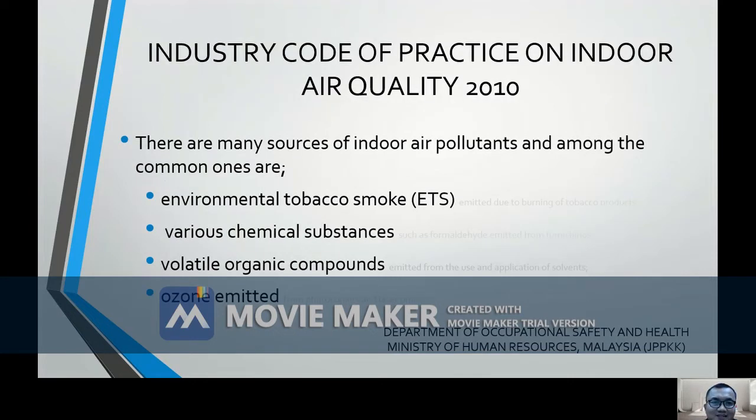By referring to the Industry Code of Practice on Indoor Air Quality 2010, published by the Department of Occupational Safety and Health, Ministry of Human Resources, Malaysia, or JKKP, there are many sources of indoor air pollutants, and among the common are environmental tobacco smoke, or ETS, emitted due to the burning of tobacco products, for example cigarettes. Various chemical substances, such as formaldehyde, emitted from furniture. Volatile organic compounds emitted from the use and application of solvents. Ozone emitted from photocopiers and laser printers. In my case, the diesel engine.